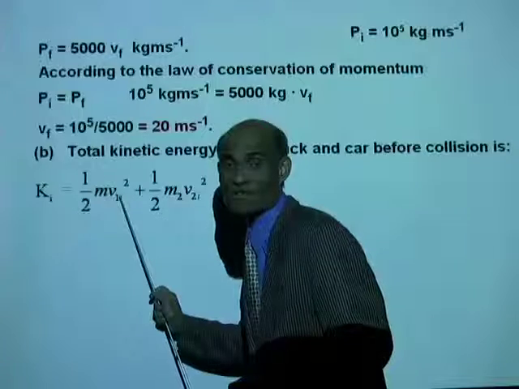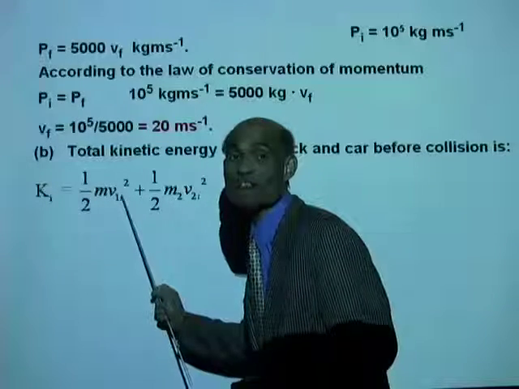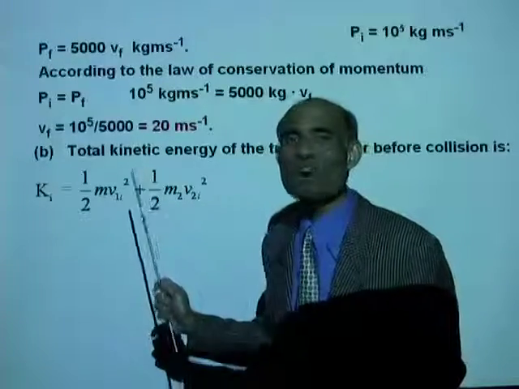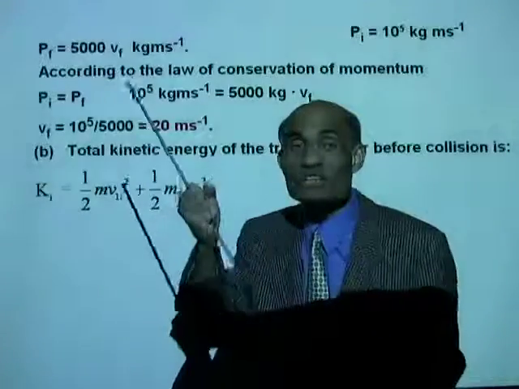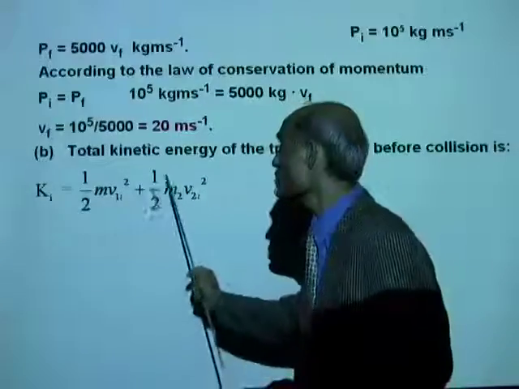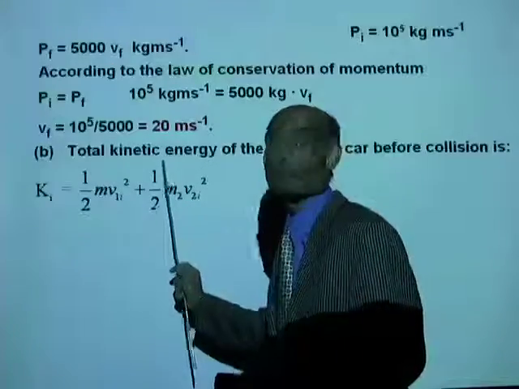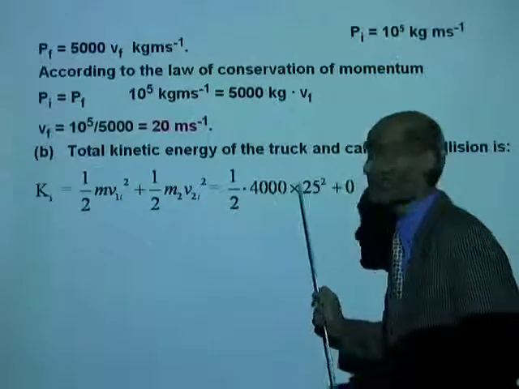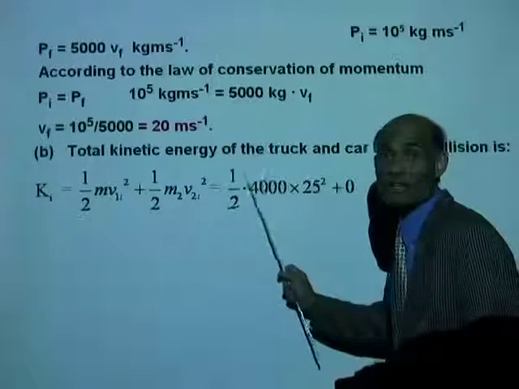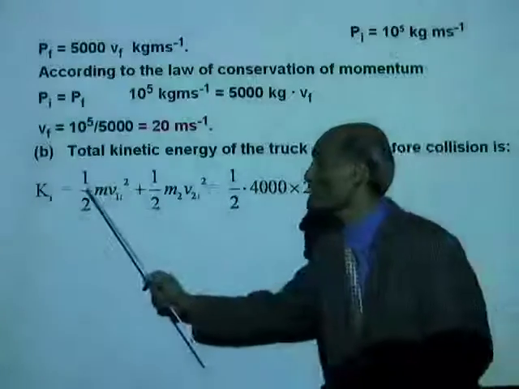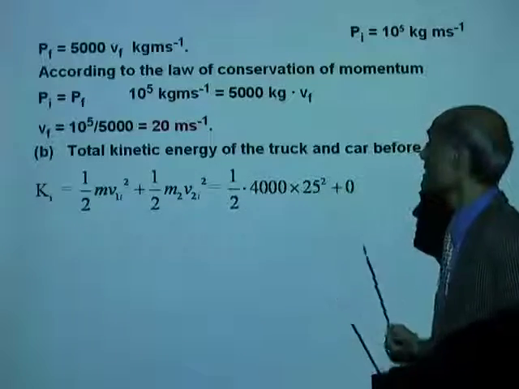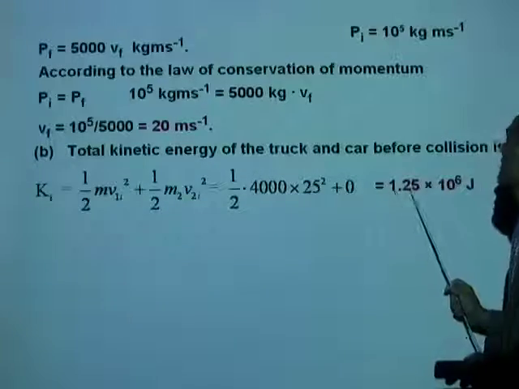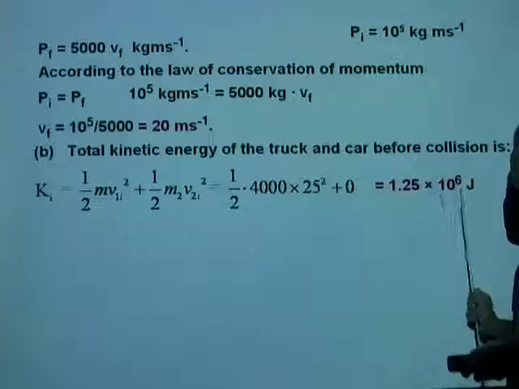Well, we know the mass of the truck, we know the initial velocity of the truck. Do you remember that value? Initial velocity of the truck? 25 meters per second. Tell me, what is the initial kinetic energy of the car? The car initially was at rest. Its initial kinetic energy is 0. Alright, so this is now 1/2 m, mass of the truck, times its velocity squared, plus 0 for the car, and that gives me Ki equal to 1.25 times 10 to the 6 joules.